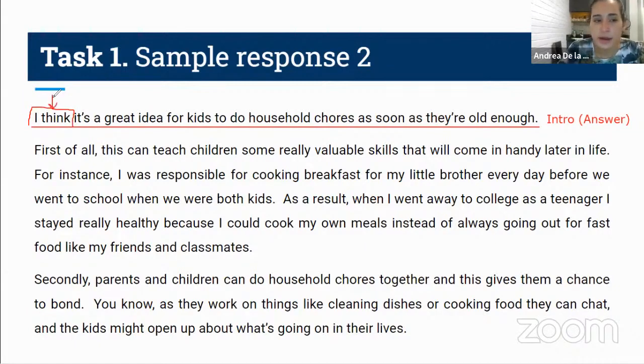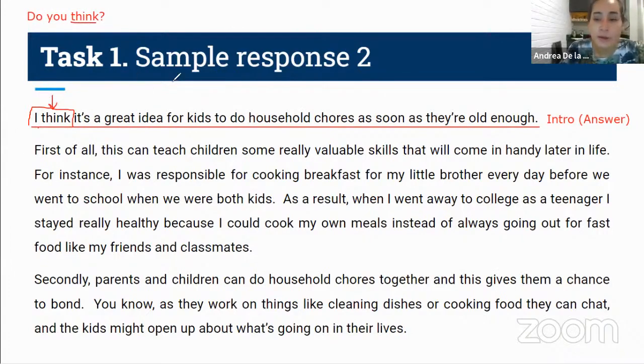First of all, he's starting with I think. This phrase, one thing that I like about this introduction is that the question was, do you think? That was the question, right? Do you think it's a good idea? So he is directly answering, yes, I think. So he's using the same verb as in the question, right? Do you think? I think.